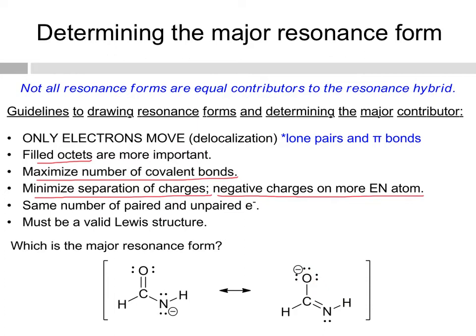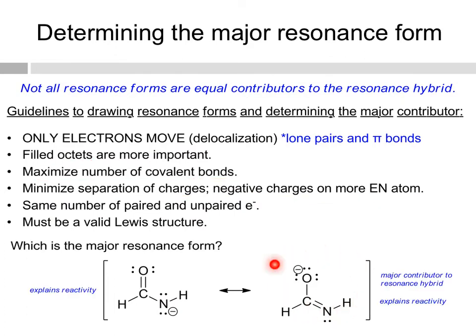Now remember that oxygen is more electronegative than nitrogen, and therefore oxygen is going to be more capable of stabilizing this negative charge. That would mean that this is the major contributor. So this is the major contributor to the resonance hybrid, which means that this resonance structure more accurately reflects what the true structure of the compound is than this structure here.